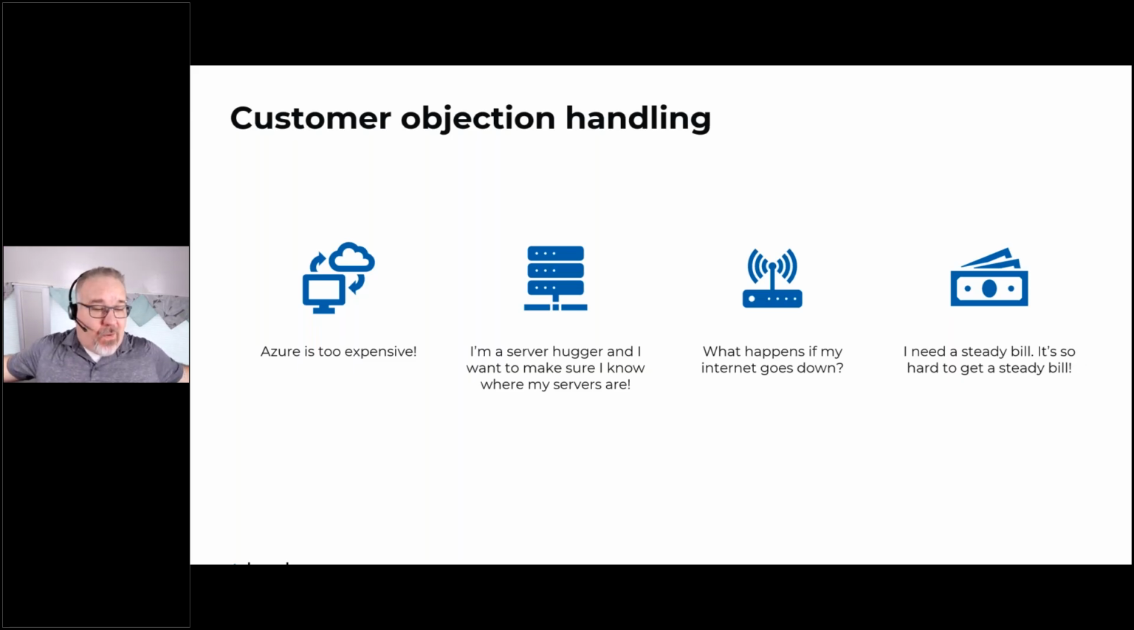I'm a server hugger, and I want to make sure that I know where my servers are. Well, if you go into Azure, your servers will go in a region and in an availability zone. And you can actually look and figure out where in the country these servers are.